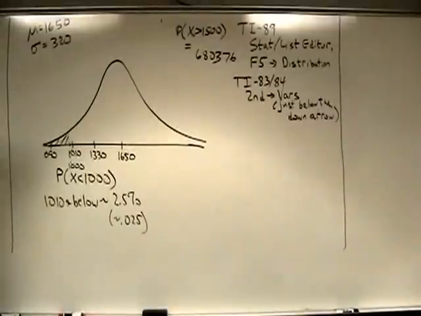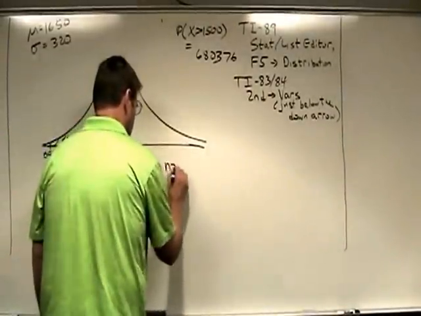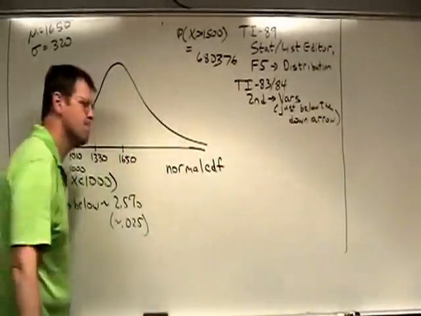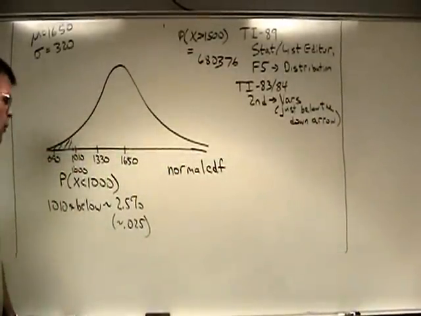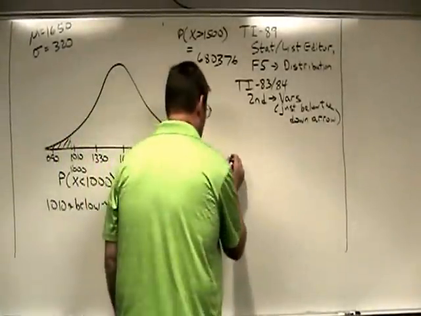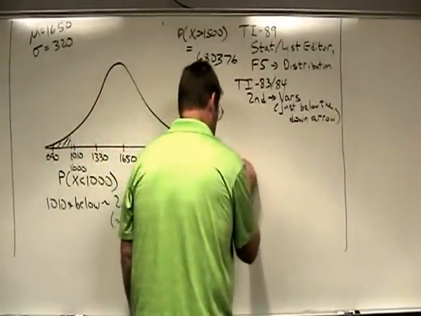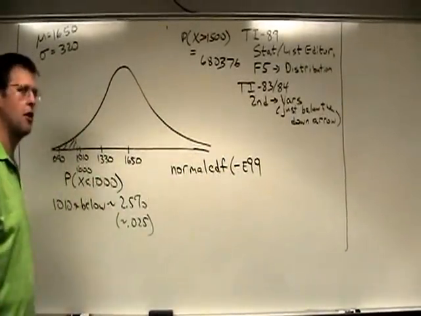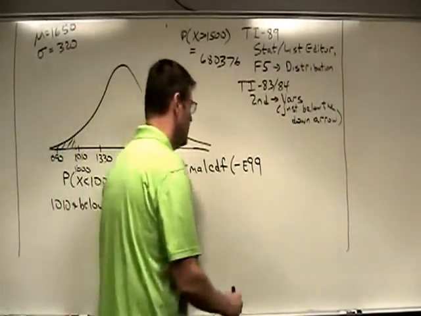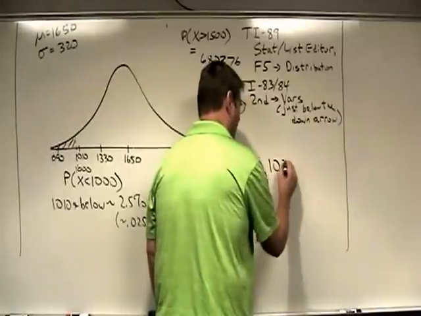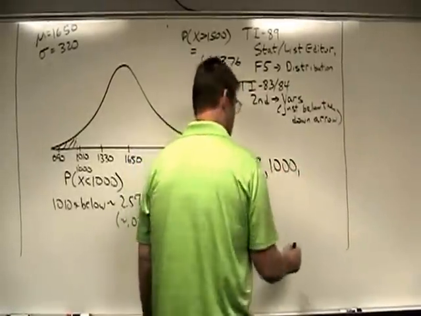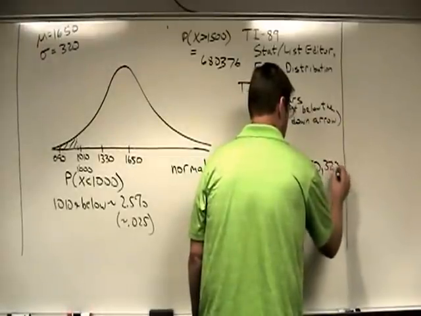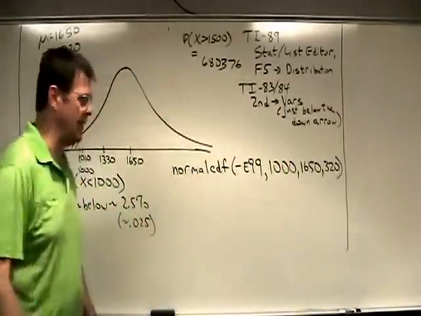So again, using the normal CDF function, we do not have a lower endpoint, so this is going to be negative E99. For those of you with 89s, it's going to be negative infinity, comma, 1,000, the mean, which is 1650, and the standard deviation, which is 320.